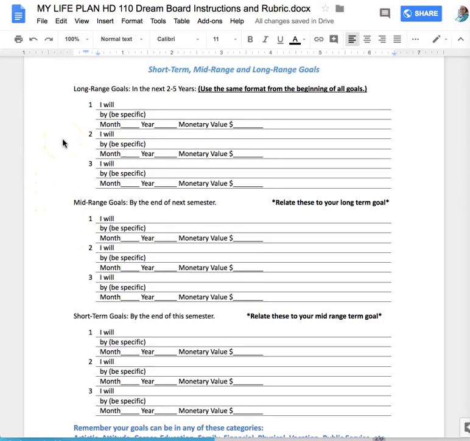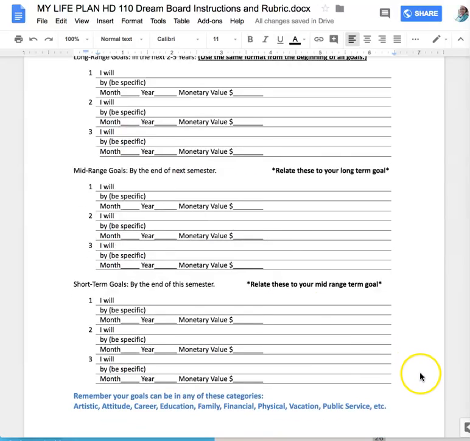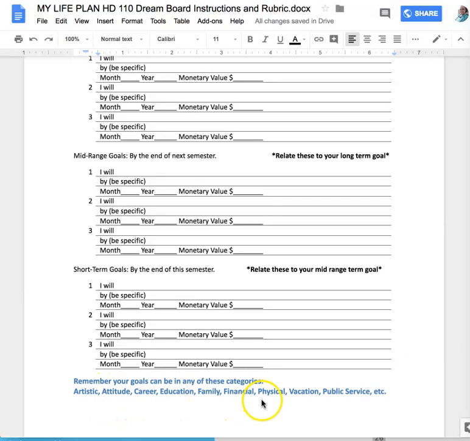Now, if you don't have a very large, long-range goal, then you can be breaking down things into other steps, or you can use these separately. That means you would just have 3 separate long-range goals, 3 separate mid-range goals, and 3 separate short-term goals. But the general idea is for you to try to break down a very large goal into mid and short range goals. Then you have the categories from the PowerPoint here to remind you of goals.